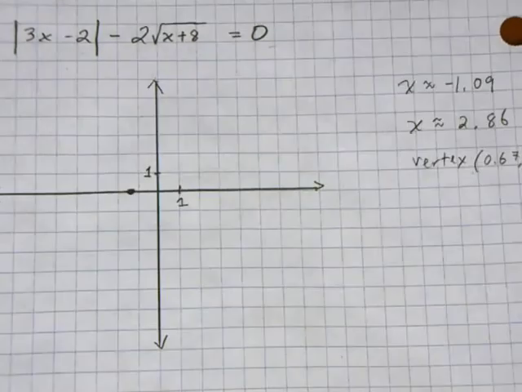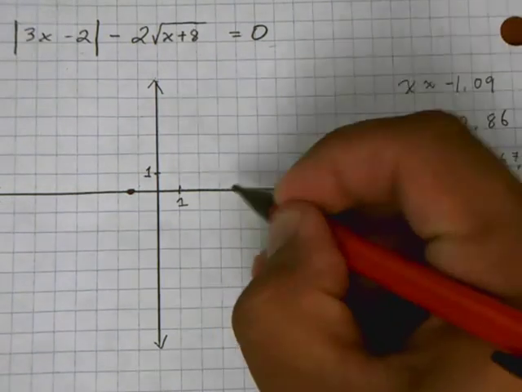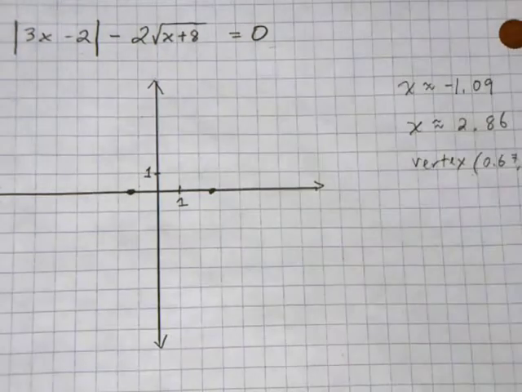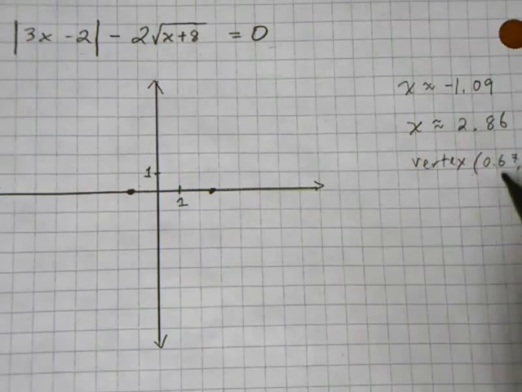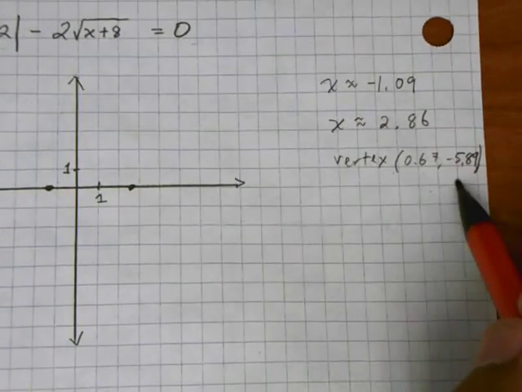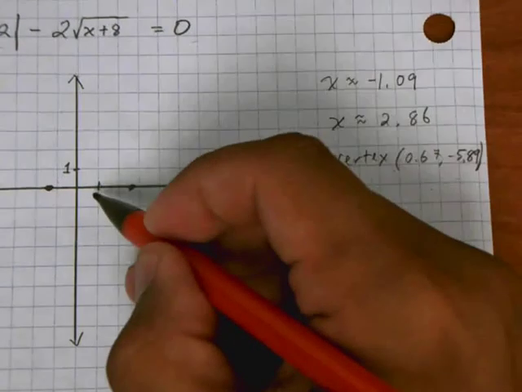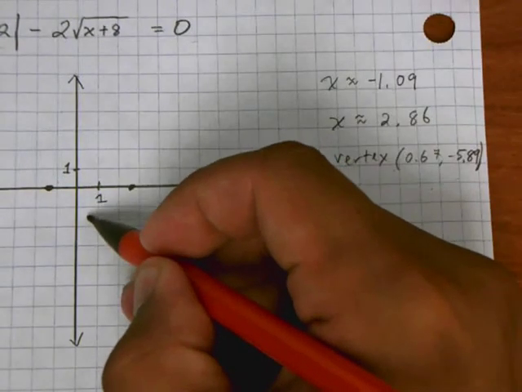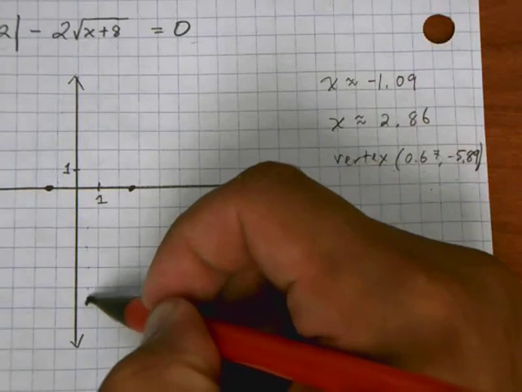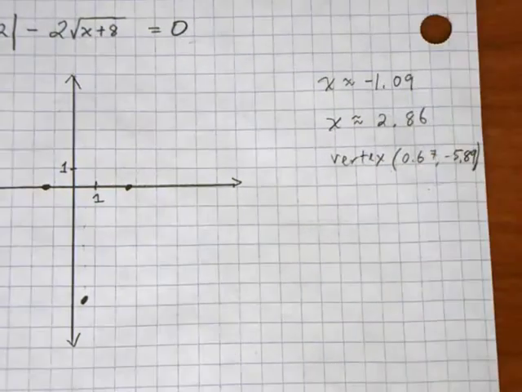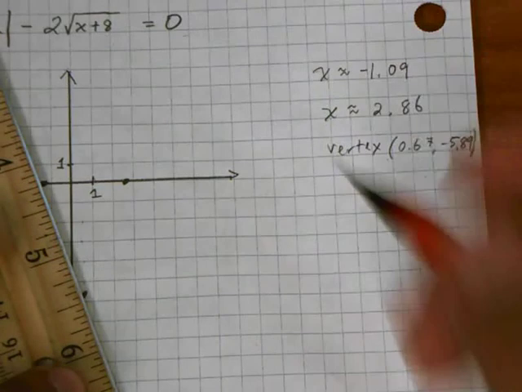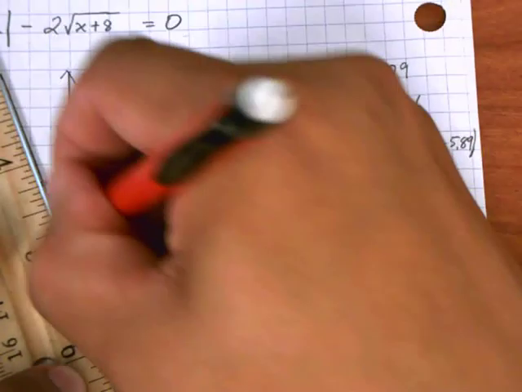Okay. The other x-intercept is about 2.86, so 1, 2, there. And then the vertex was 0.67 and negative 5.89. So that's down here. 1, 2, 3, 4, 5. And so with those 3 points, I should be able to just connect them and get a very good picture of the graph.